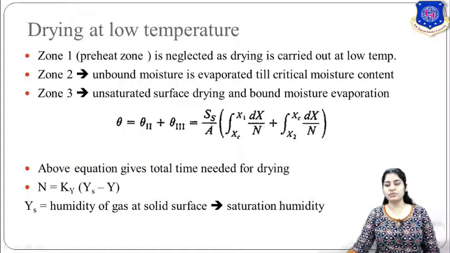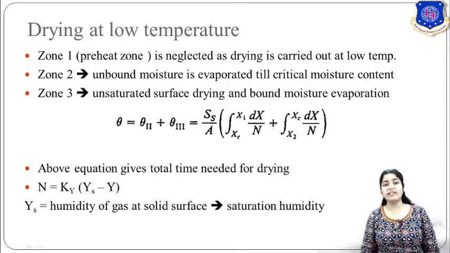In the first zone, the solid is dried till critical moisture is achieved, hence Xc, from X1. Here X is the moisture content in your wet solid, right? Now, the above equation gives you the total time required for drying. And what is this term here? That is the rate of drying.